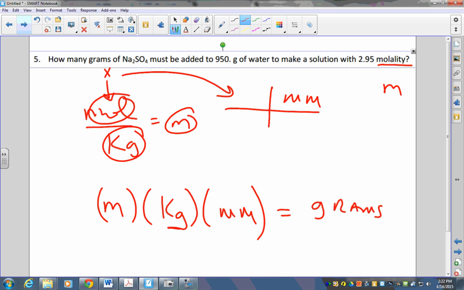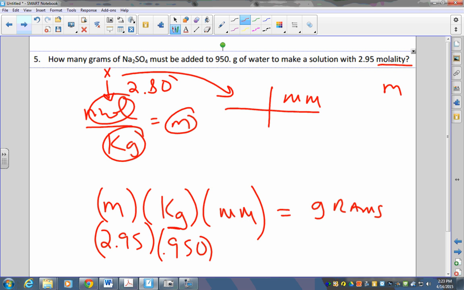So the molality is 2.95. Kilograms is equal to 0.950 because they gave it to me in grams. So if I was going to get moles here, I would just go 0.950 times 2.95. I get 2.80. So if I solve it this way, I would get 2.80 and move it over, and then multiply times the molar mass.